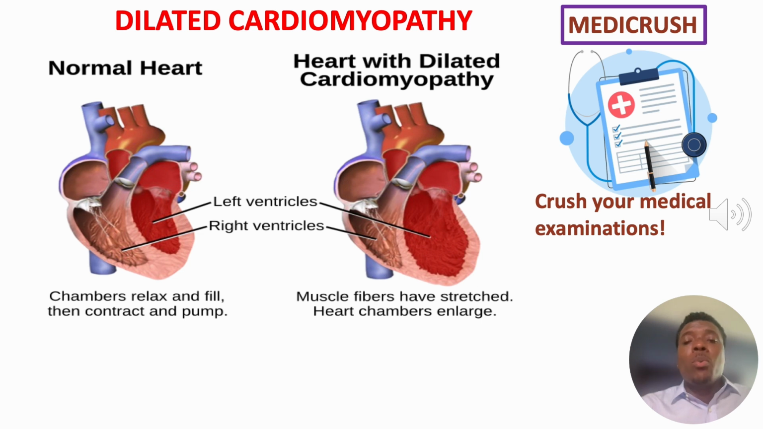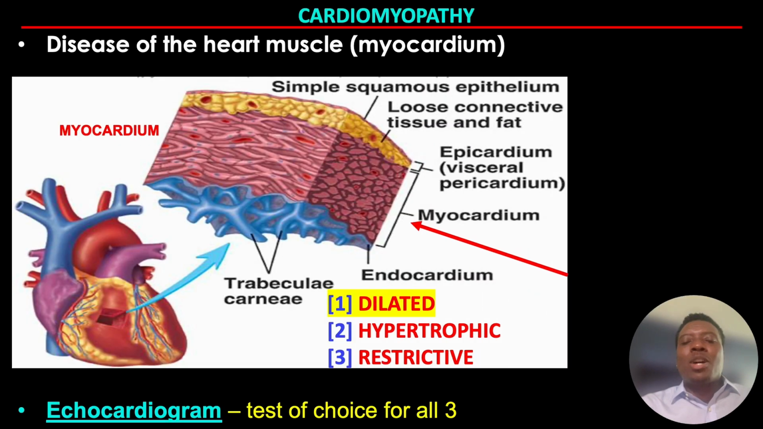In this video, we will be covering dilated cardiomyopathy. Now, in terms of the name cardiomyopathy, myopathy means disease of the muscle and cardio means heart. So therefore, cardiomyopathy, simply put, is disease of the heart muscle. Now, to understand this, remember that the myocardium is the middle layer of the three layers of the heart. That's the layer that has the muscle that does most of the contraction and relaxation of the heart itself.